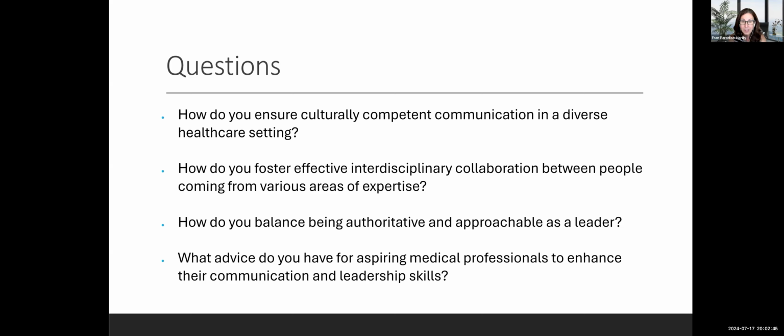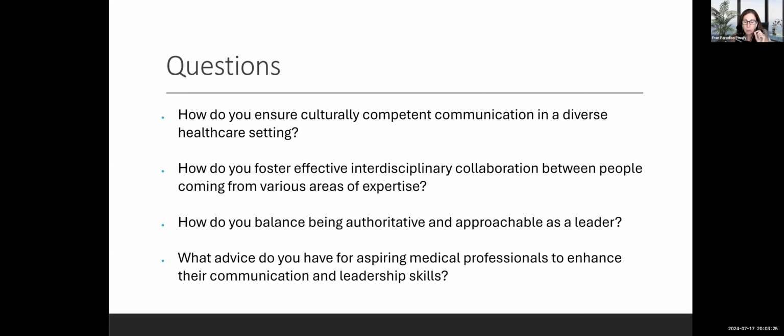Okay. So then the last question here is, how do you balance being authoritative and approachable as a leader? And that's a really great question, because it is a balancing act. And leadership should never be taken for granted. It is something that you need to constantly work on and sharpen the saw, and also have the willingness and ability to adapt and flex to individuals.